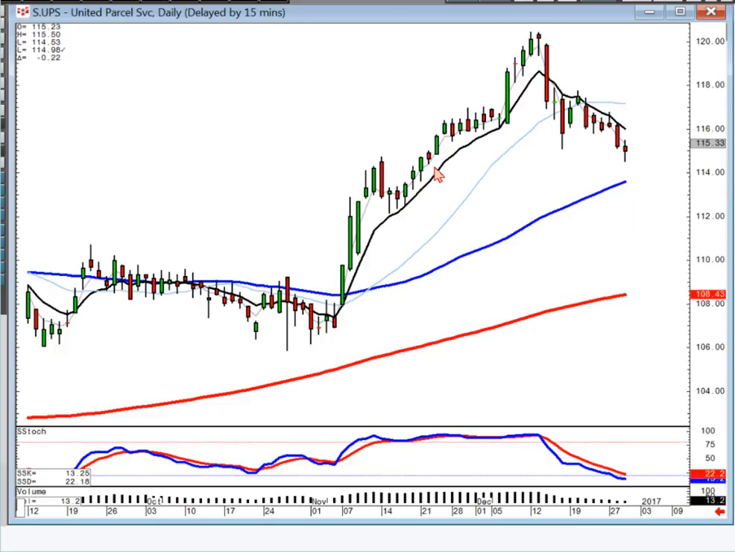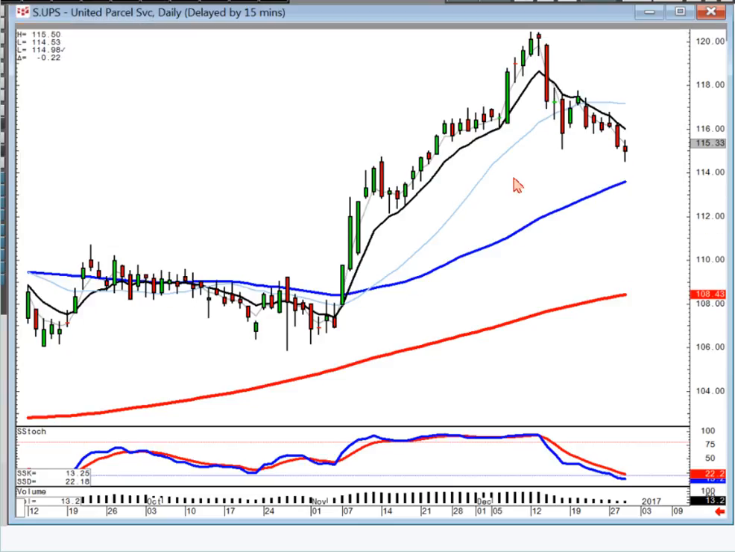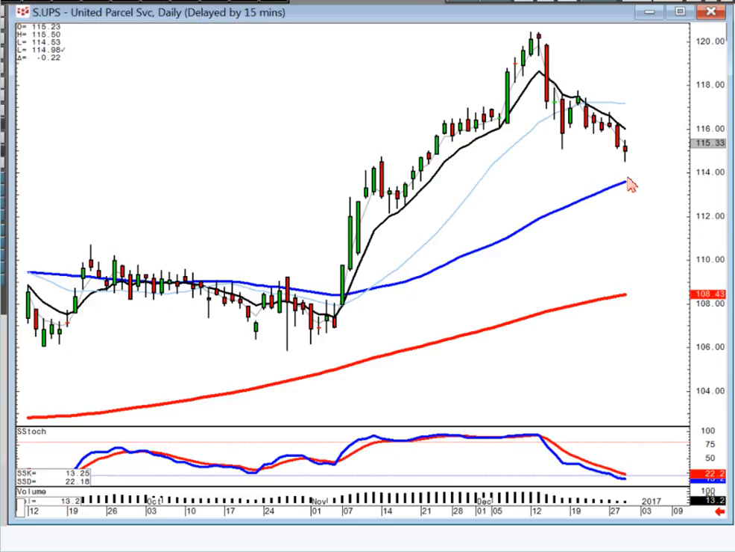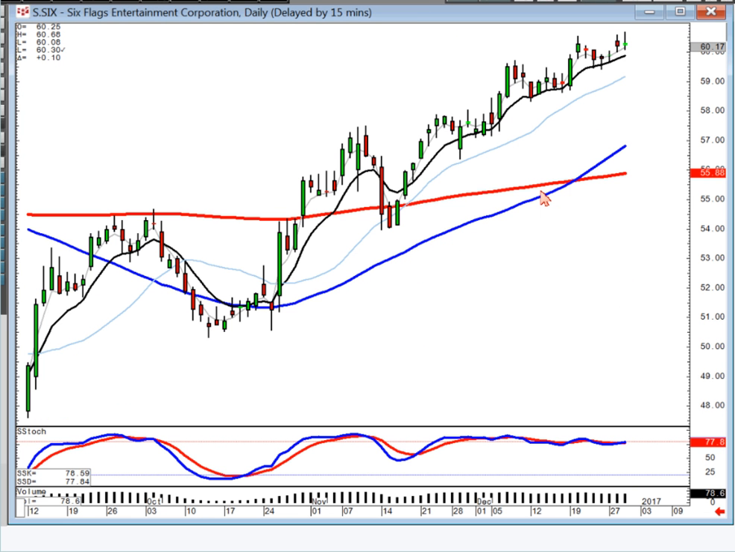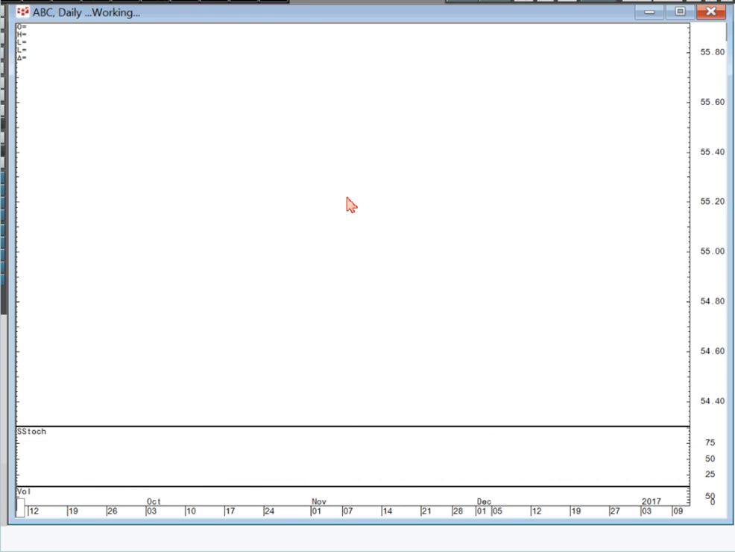UPS, stay short. Again, there's your hanging man, bearish confirmation. The bigger the signal confirmation, the more compelling the reversal is going to be. I would suspect the 50-day moving average is the target. Six Flags, all you can do here is stay long. Not a very exciting stock, but as long as it stays above the T-line, you can stay long.